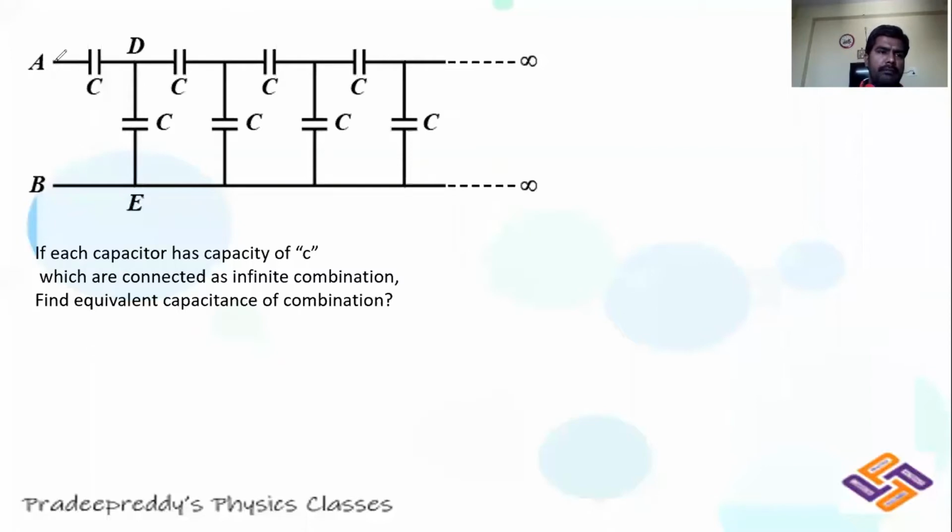This is point A and this is point B. Infinite number of capacitors are connected, and you cannot exactly tell how many capacitors are connected in series and how many capacitors are connected in parallel. You cannot exactly tell that. It seems like two capacitors are in parallel and two capacitors are in series, but that's not exactly right, because there are infinite number of capacitors.